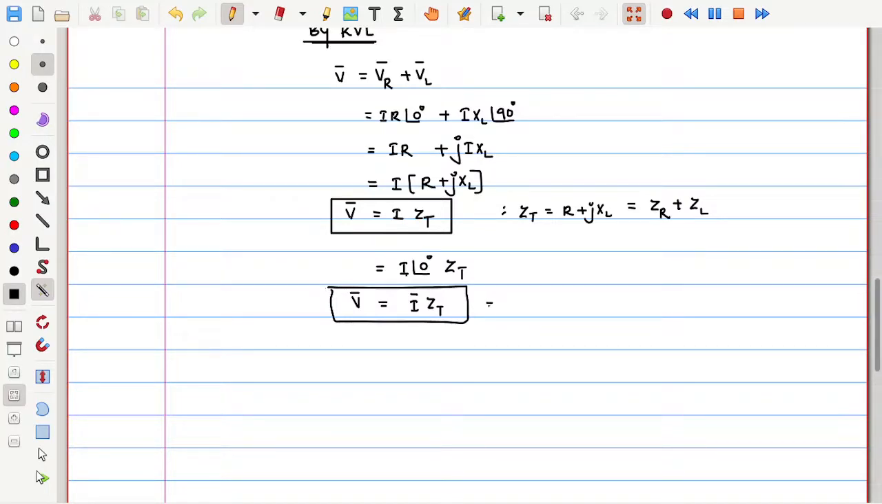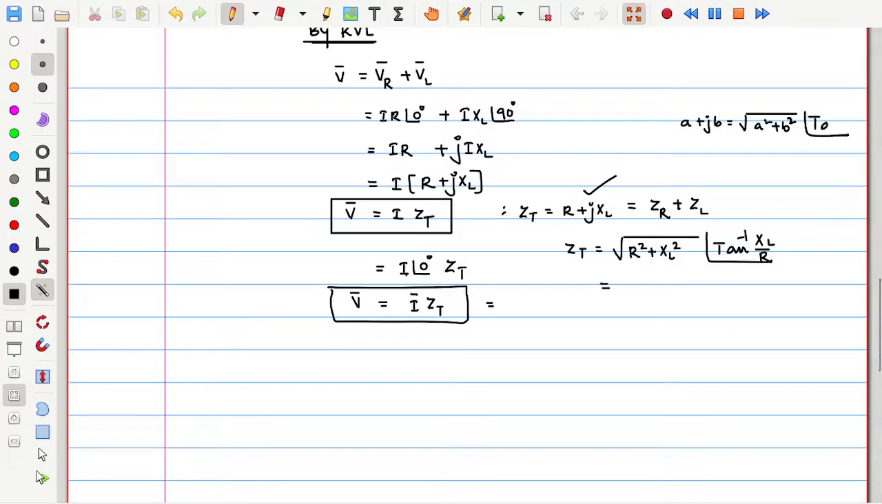And further, I can write one more step ahead: this ZT can be expressed as square root of R square plus XL square at an angle of tan inverse XL by R. What did I write, tell me? This rectangular form I converted into polar form. Got my point? ZT can be written like this. If somebody has A plus JB, can I write this as square root of A square plus B square at an angle of tan inverse B by A?